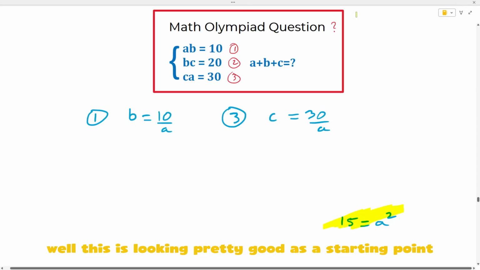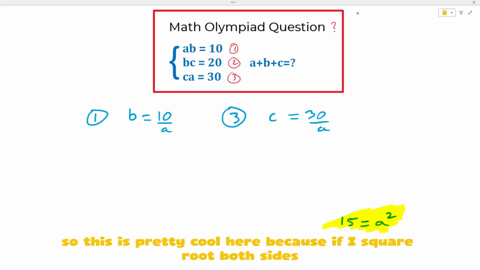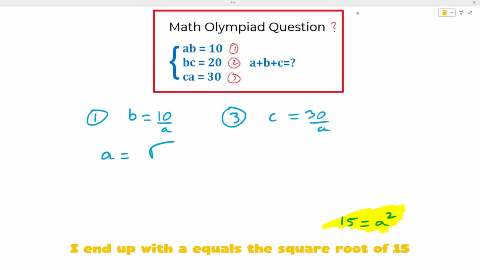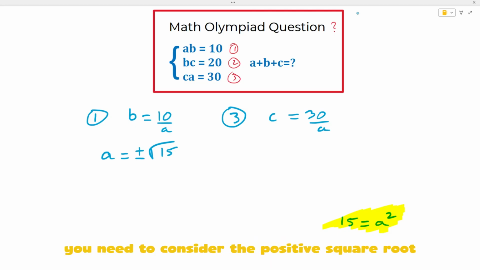Well, this is looking pretty good as a starting point because I've almost found the value of A. This is pretty cool because if I square root both sides, I end up with A equals the square root of 15. So I found a value for A. I will say, however, that whenever you square root both sides, you need to consider the positive square root, but also the negative square root.